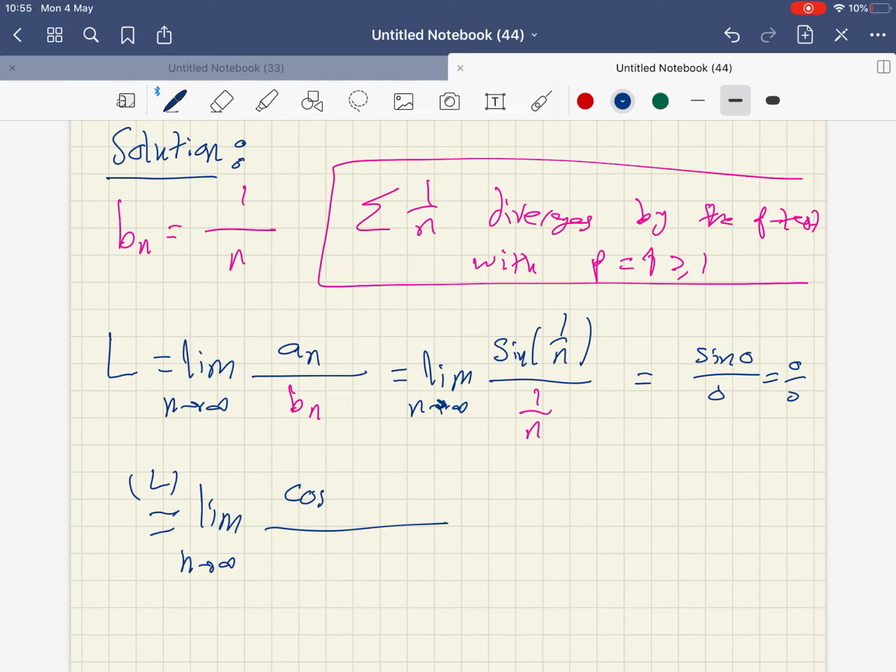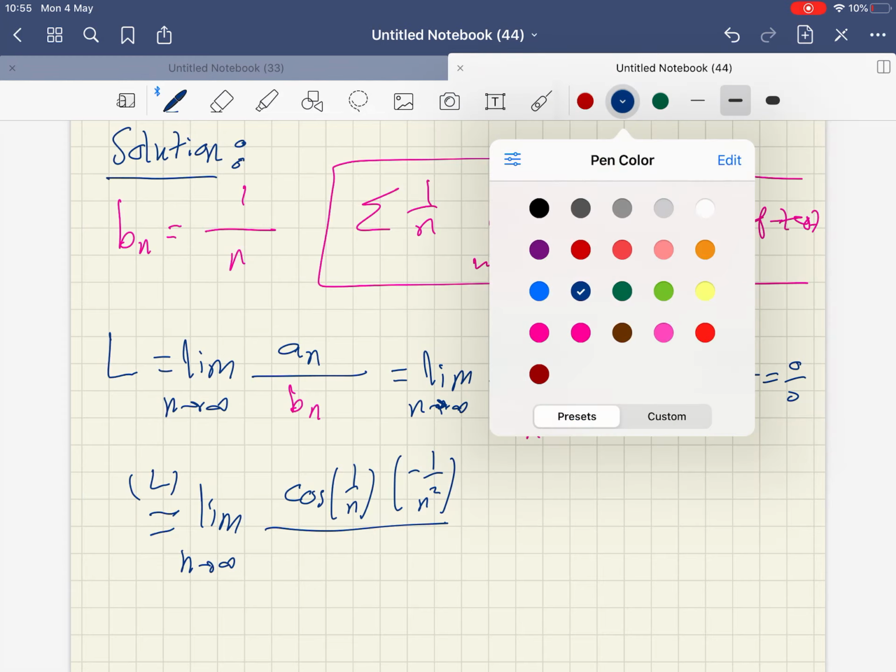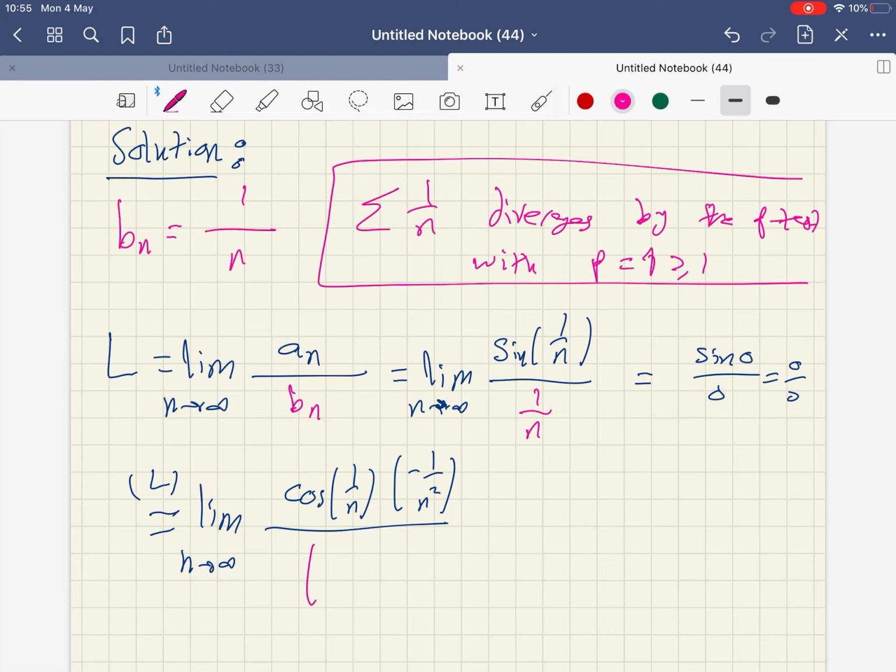Derivative of sine is cosine. Derivative of the 1 over n is this one. Derivative of 1 over n here is this one. It's clear there is cancellation, which is this and this. So we finally end up with this one. Cosine of 1 over n. If you substitute infinity, you get cosine 0, which is 1.